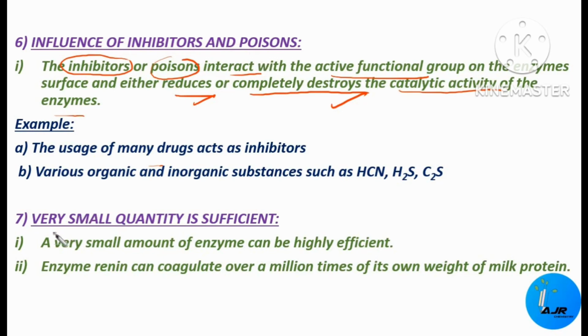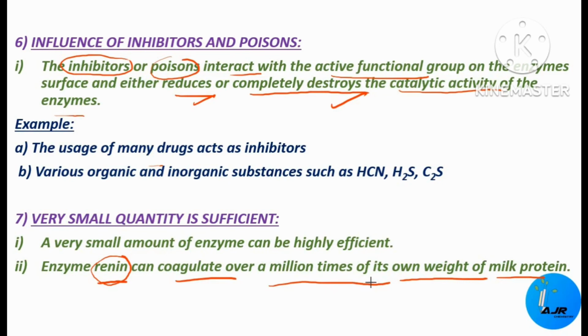Now, the last important characteristic feature is that even a very small quantity of enzyme is sufficient for a particular reaction to take place. See here, a very small amount of enzyme can be highly efficient. They have given an example, enzyme renin. Enzyme renin can coagulate over 1,000,000 times its own weight of milk protein. Can you understand? So even a small quantity of enzyme renin is enough for coagulating 1,000,000 times its own weight of milk protein. Understood?